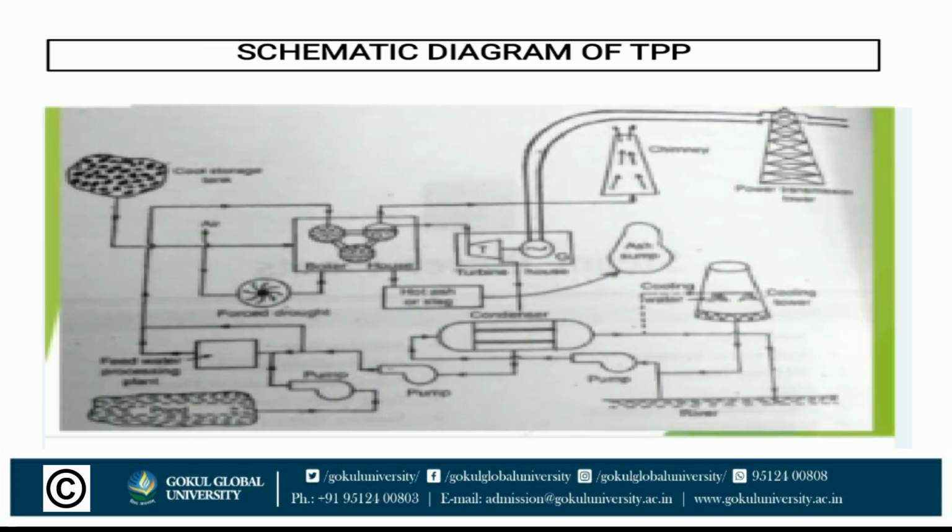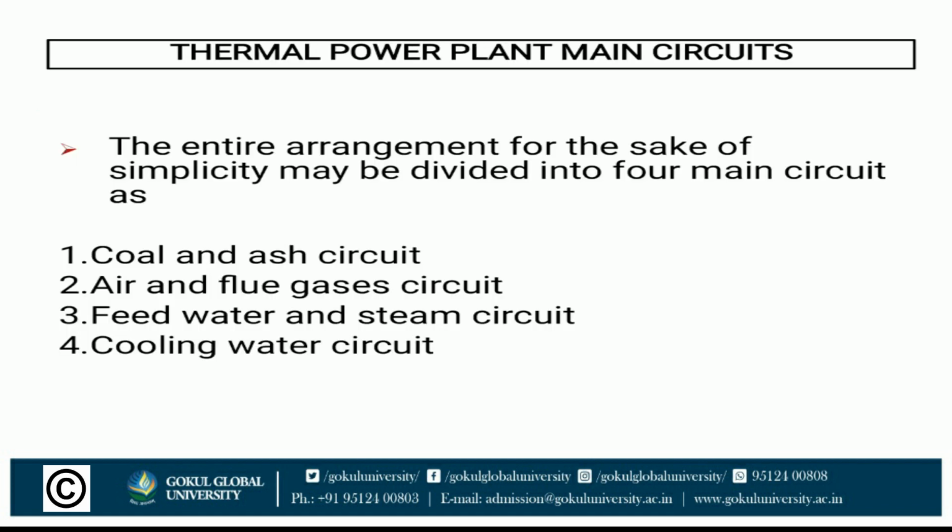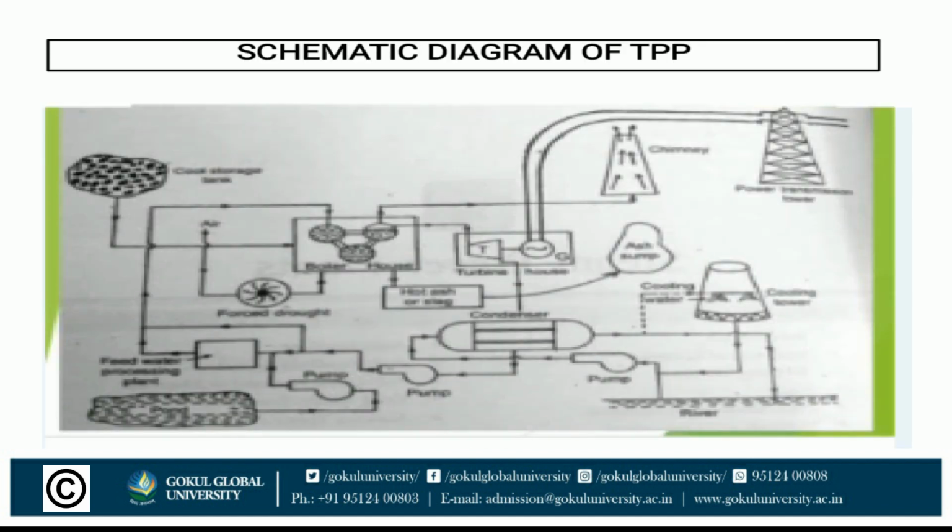We can see the schematic diagram of a thermal power plant. The entire arrangement, for the sake of simplicity, may be divided into four main circuits: first one, coal and ash circuit; second one, air and flue gases circuit; third one, feed water and steam circuit; and fourth one, cooling water circuit. Starting from the first circuit, coal and ash circuit.